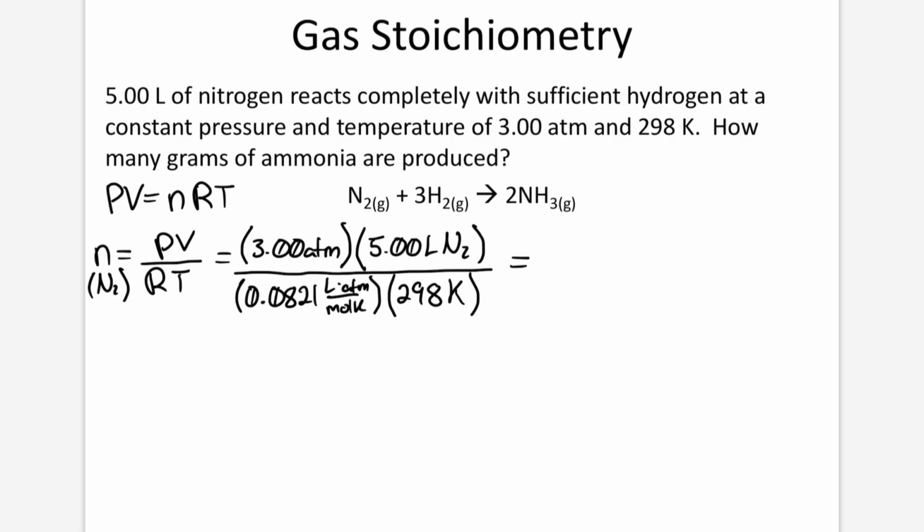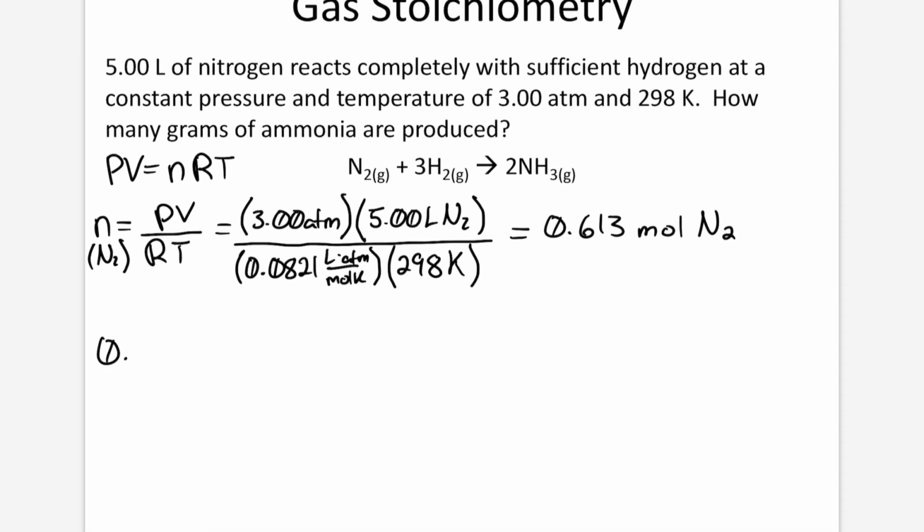And when we do the math for the ideal gas law, we end up with 0.613 moles of nitrogen gas. Now that we've used the ideal gas law to determine moles of nitrogen at a non-standard temperature and pressure, to get to grams of ammonia, we can now pick up with normal stoichiometry.